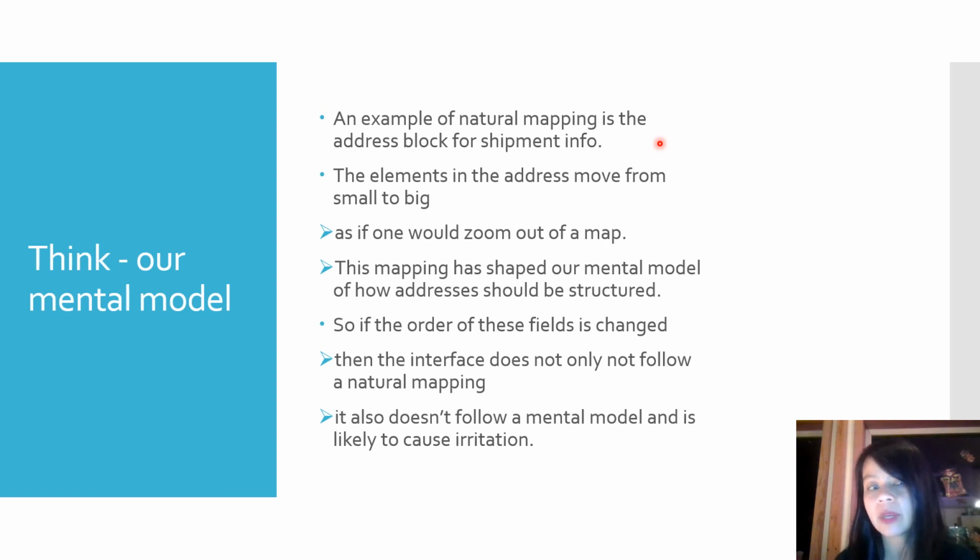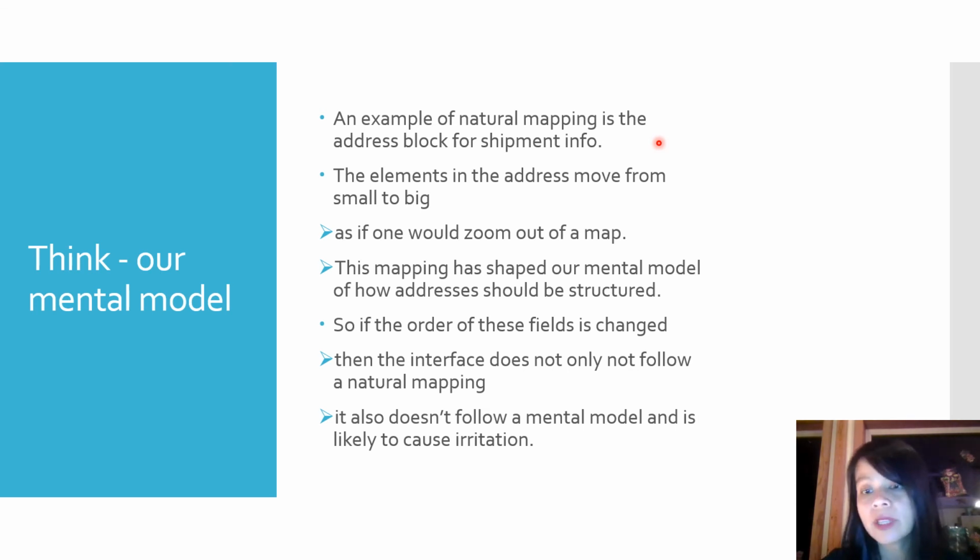And if you think about it in terms of your mental model of how you see things, it's as if someone's zooming out of a map, right? So smaller, which apartment, which street, which city, which province, which country, right? As if you're zooming out of a map. So this is a virtual map that we have in our heads. This mapping has shaped our mental model of how addresses should be structured, because we go small to big, right?